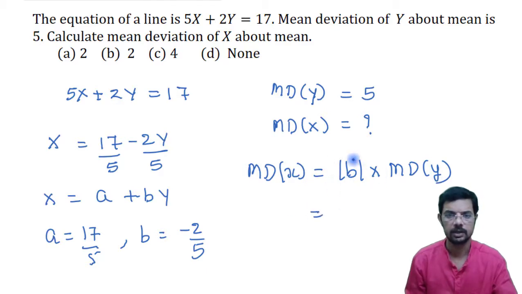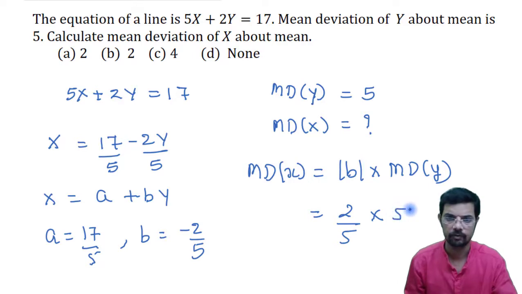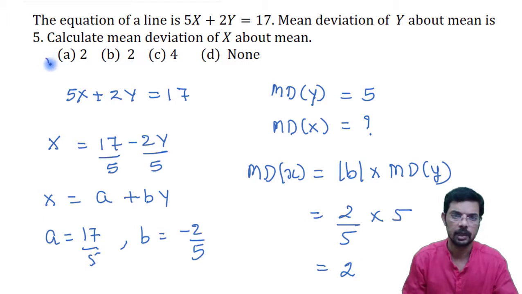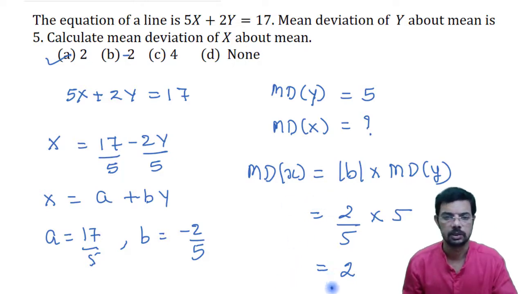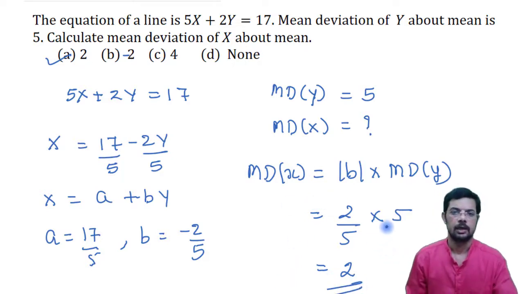So it is invariant under change of origin, but it is variant under change of scale. So it depends upon b and not a. What is b? B is minus 2 by 5, so the modulus of b is 2 by 5, into the mean deviation of y. What is the mean deviation of y? It is given as 5. So we have the mean deviation of x as 2. So our option is option A, 2.